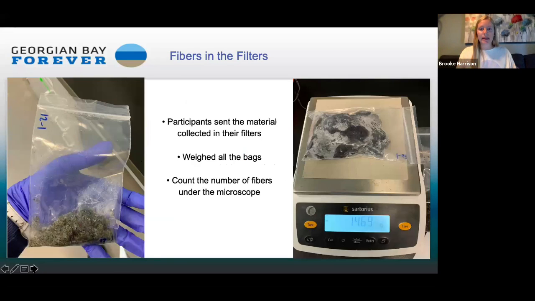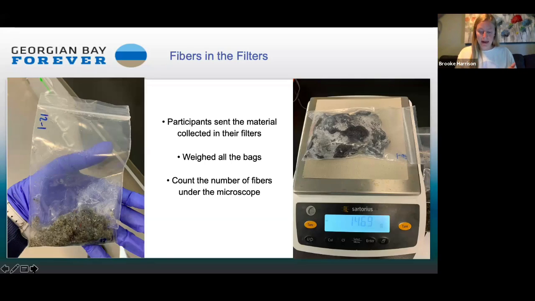So this is what the lint looks like when we collect it from the households. We collect every 3 to 4 months, and as I said, it really varies depending on how many people are in the household, how often you do laundry, and what clothing you're wearing. You can also see if someone is in construction, or if they're wearing a lot of glitter on their clothes, you can really identify what kind of household it is by just looking at these samples.